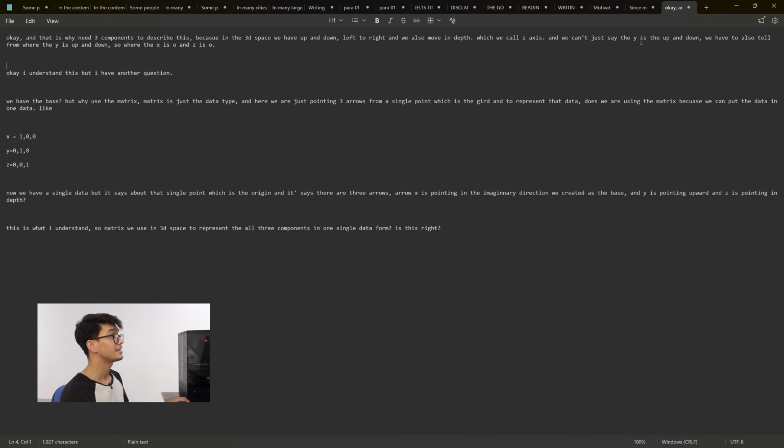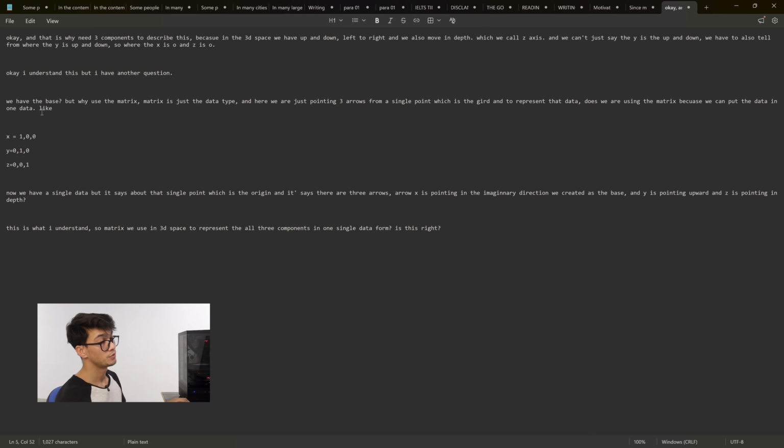We can just say that y is up and down. We also have to tell from where the y is up and down, so where x is 0 and y is 0. Y, z and x are related to each other, but this whole grid, these whole axis components, are independent. When we combine x, y and z together, it is independent, but x, y and z are related to each other, because when you say y is going up, from where is it going up? From where x is 0, y is 0, z is 0, right? Okay, you understand this?